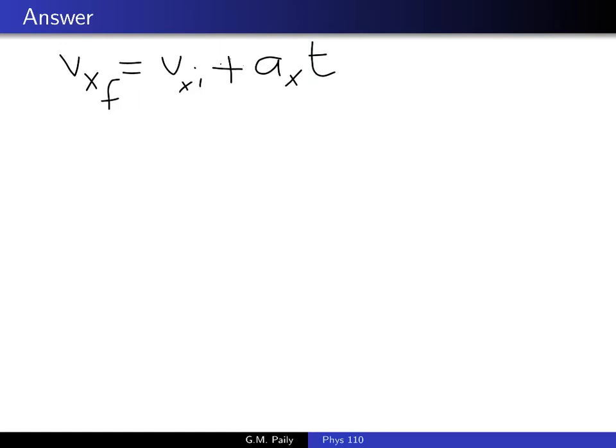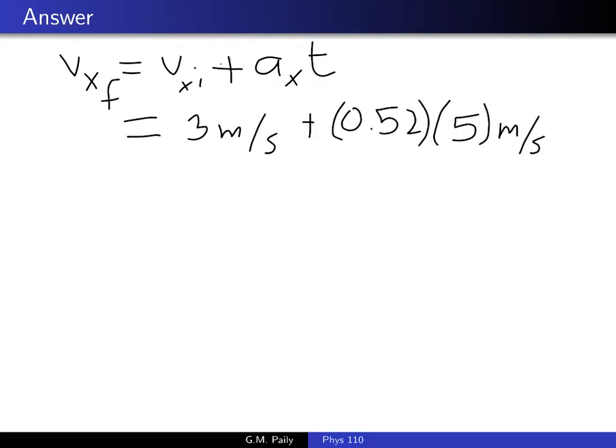Since we have our list of values, we can plug them in. So for vx initial, we plug in 3 meters per second. For ax, we plug in 0.52 meters per second squared. For t, we plug in 5 seconds, and so the units of ax times t will be meters per second. We calculate, and we get vx final is 5.6 meters per second.